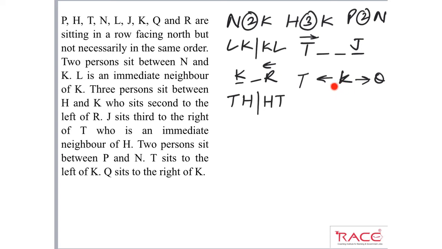Why? Because they have not mentioned Q to the immediate right or first right or second right. They are simply saying Q is to the right of K. It can be first right, second right, or so on. Similarly, it is with T. It can be immediate left of K or first left, second left, or third left, and so on. So these are all the information, and these were indirect information. That's why I have written them separately.